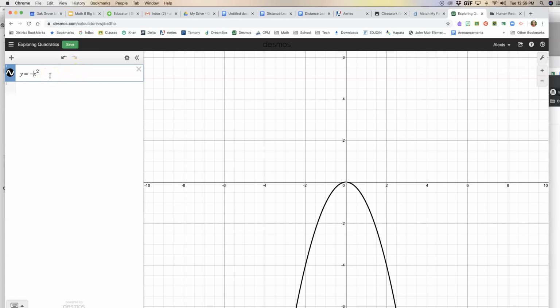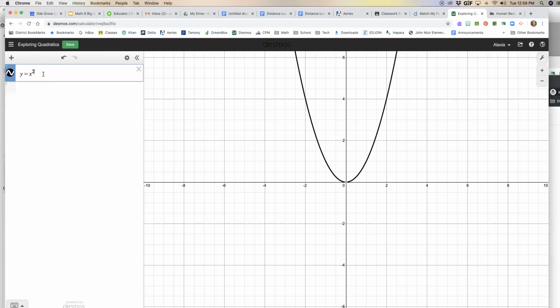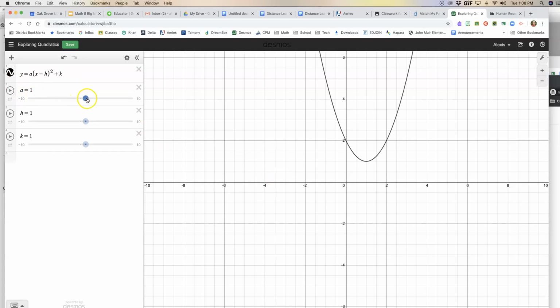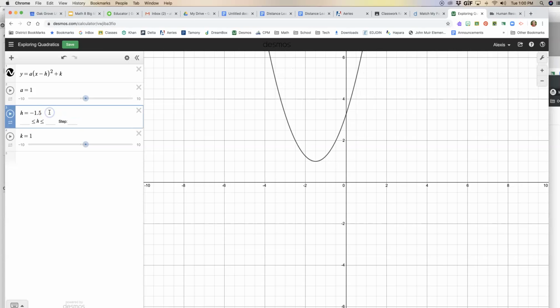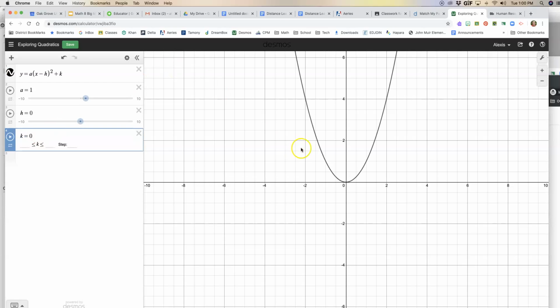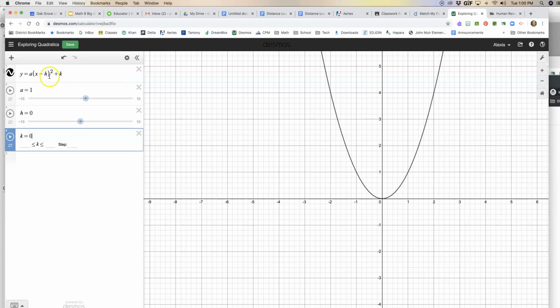Now, we're going to first start off with what I call vertex form. y equals a times (x minus h) squared plus k. And I'm going to add these sliders. All right. So let's take h to 0 and k to 0. So there's my basic y equals x squared. So this is basically just the equation y equals x squared.